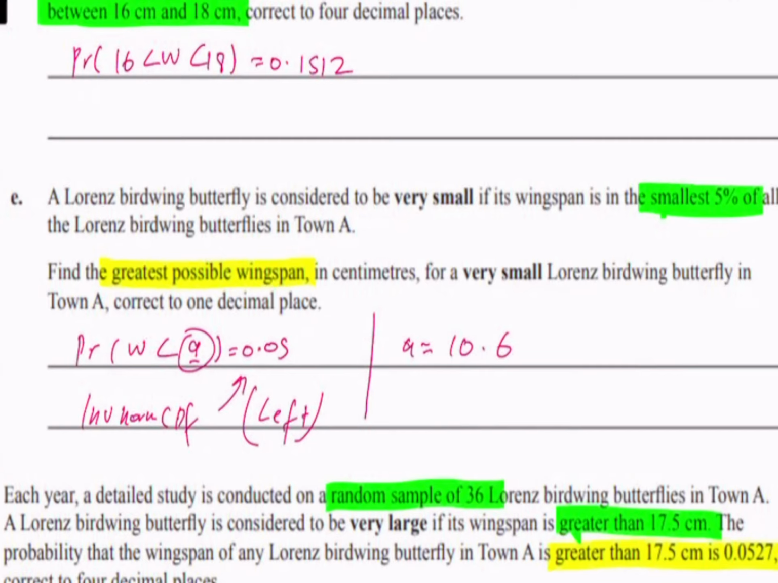When you're deciding whether to round it up or down, make sure you consider that it's in the smallest 0.05 percent. Since it's not an inequality, I guess it doesn't really matter, but if it had said less than or something, then that's how you would decide whether to round up or down.